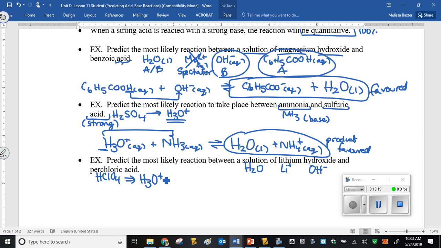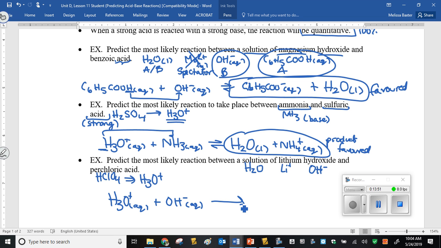Now here's why it would look different when I have a strong acid and strong base. Hydronium will be my acid. It's the strongest thing that could be an acid. Hydroxide will be my base. And I'm not going to draw an equilibrium arrow. I'm going to draw a quantitative arrow because when a strong acid reacts with a strong base, there's no equilibrium. The reaction is quantitative. 100% of the reactants should react and form products.